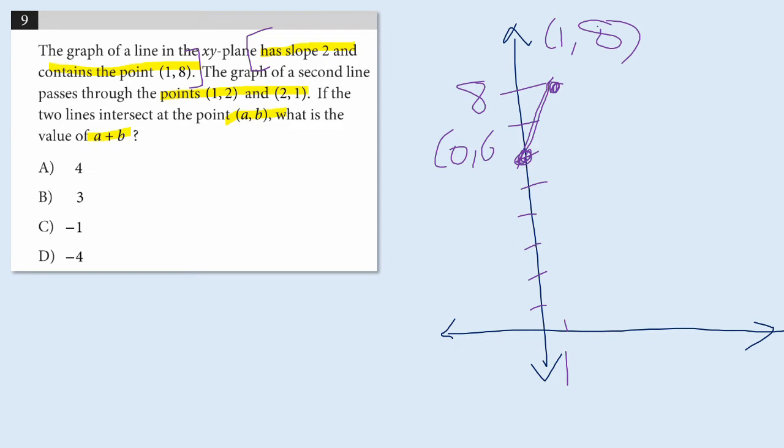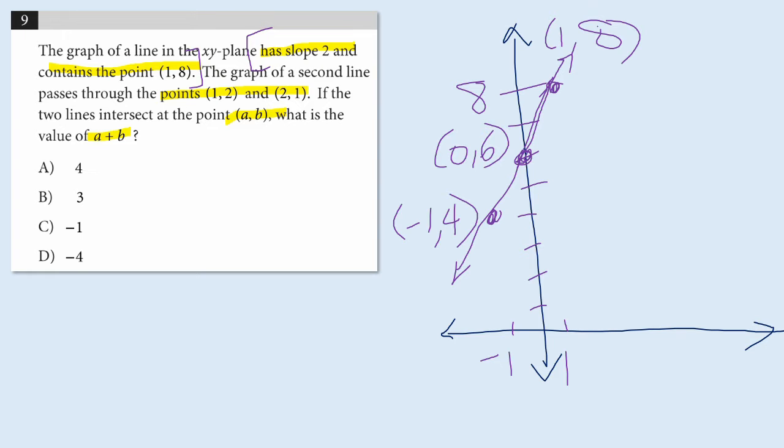Okay, let's go one more point. So I'm going to go back 1 more unit to -1, and I'm going to go down 2 more units, and that'll be bringing me to the point (-1, 4). Okay, so that's the first line. Let's do the second line in a different color.